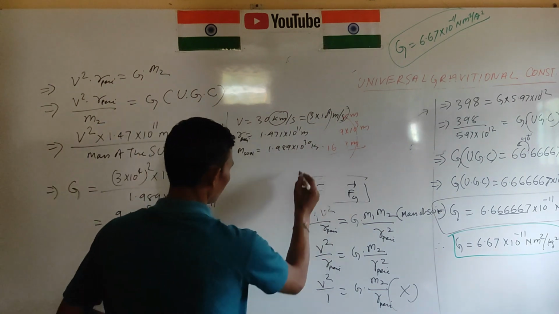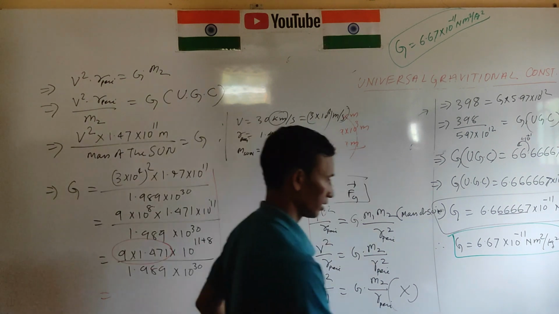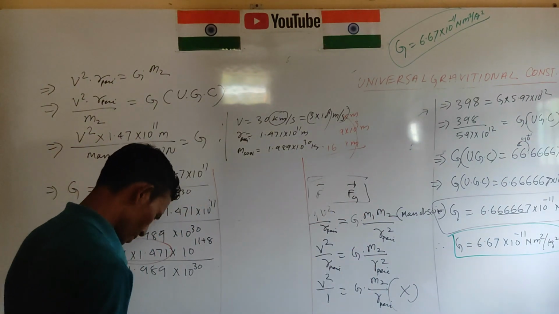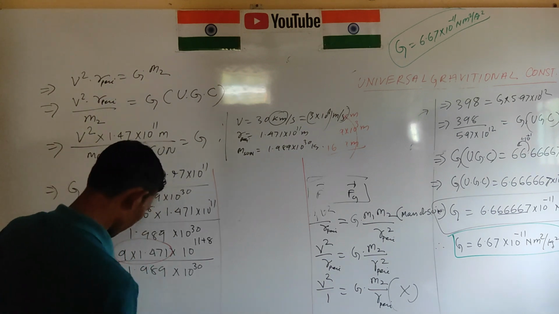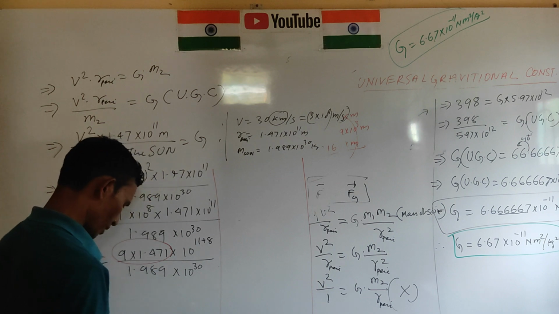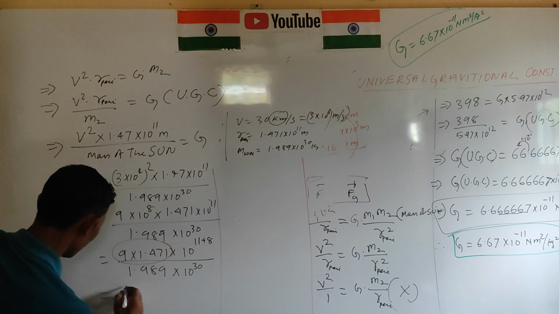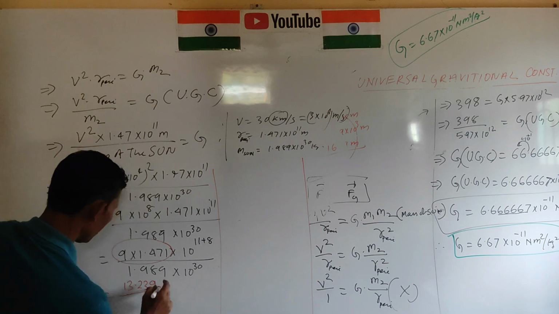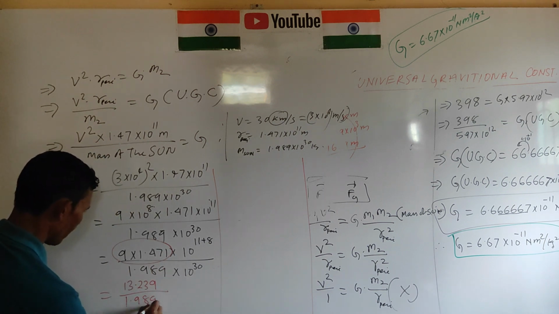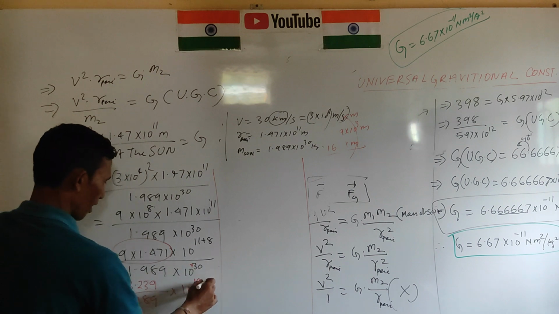We use the calculator. 9 into 1.471 is 13.239, and this is 1.989, and 10 to the power 19 goes upward direction, plus 30, then it is minus 30.